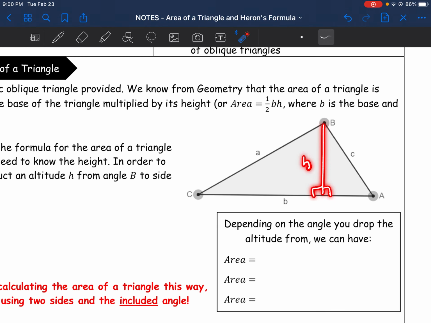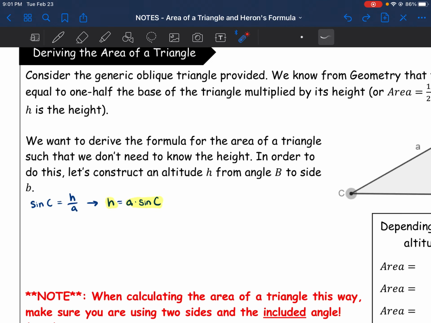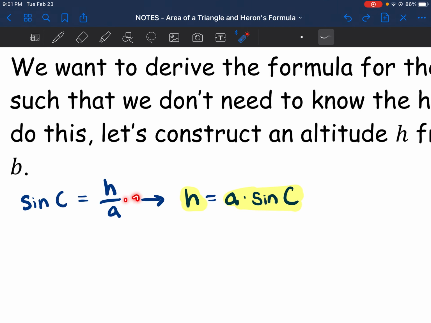Okay? Well, if we look at this altitude, if we took the sine of angle C, well, we know sine is opposite over hypotenuse, so the sine of angle C would be h, the opposite leg, divided by a, which would be the hypotenuse for this right triangle. So this is what we would end up getting. Sine of angle C equals h divided by a. Well, if we multiply both sides by a to solve for h, we get that h equals a times the sine of C.